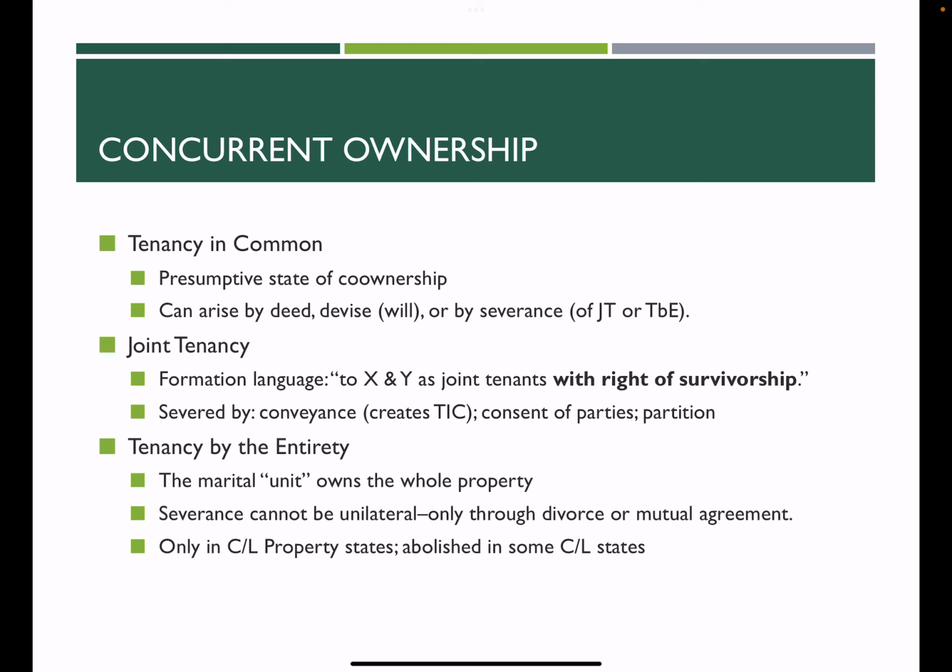So preferably to X and Y as joint tenants with right of survivorship. However, there is a minority approach out there, and it's actually the common law, which looks to the four unities. And it says that it presumptively gives rise to a joint tenancy, even if you didn't use that explicit language. The four unities are time, instrument, rights of possession, and the amount of the interest.